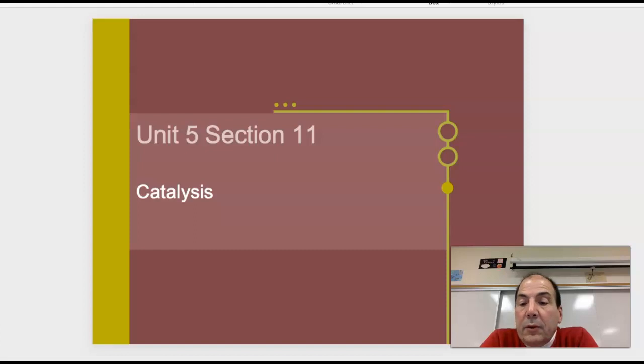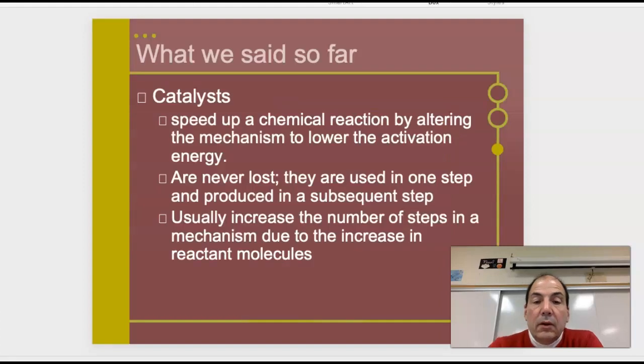All right, AP Chem Scholars, here we are at the end of Unit 5. Section 11 has to do with catalysis, the process of catalyzing a reaction. We've talked about the idea that catalysts speed up a reaction by altering the mechanism in order to lower the activation energy. If there's less activation energy needed, then more collisions are going to be successful collisions. We're going to increase the frequency of positive collisions.